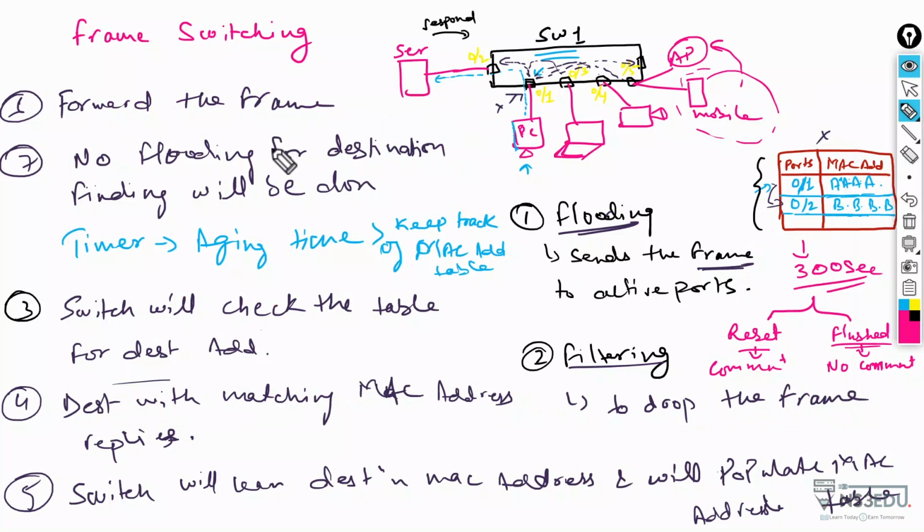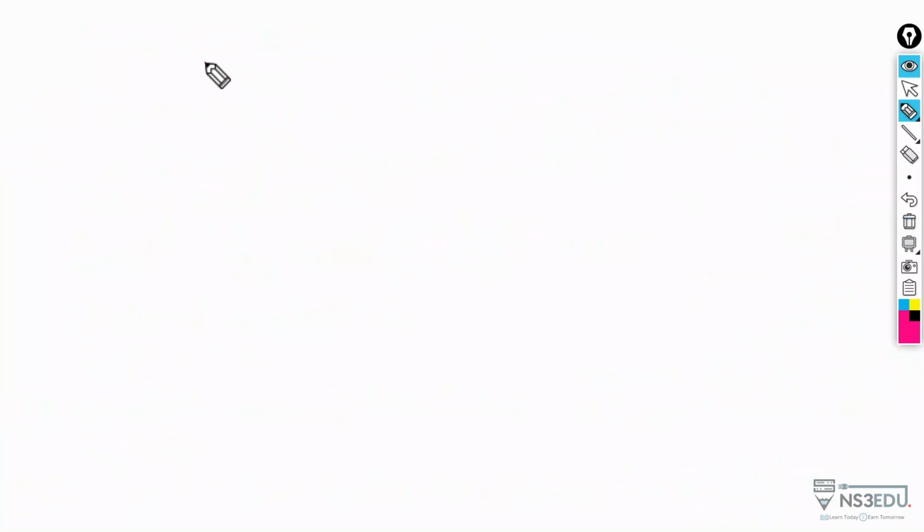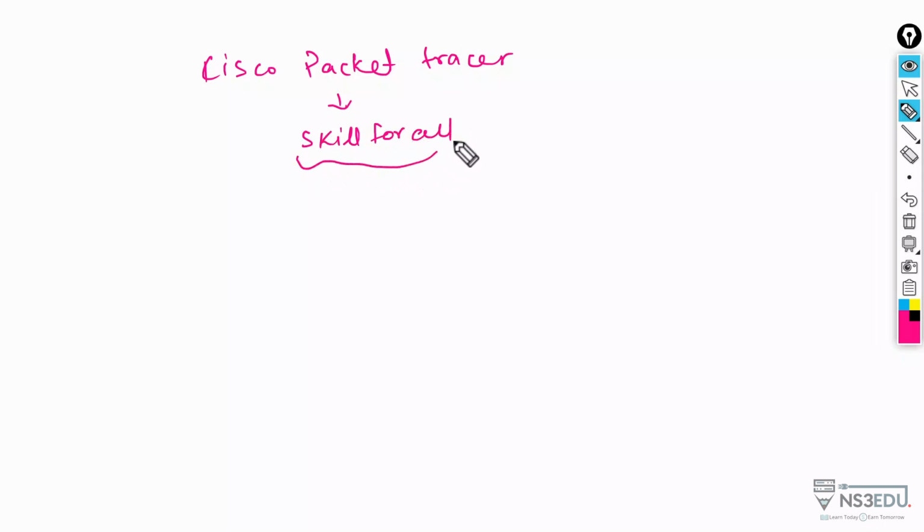Now if you have understood this whole frame switching, I want you to download a tool that we call Cisco Packet Tracer. You will go to a website that is Skill for All, you will register there, and after that you will download the Cisco Packet Tracer.